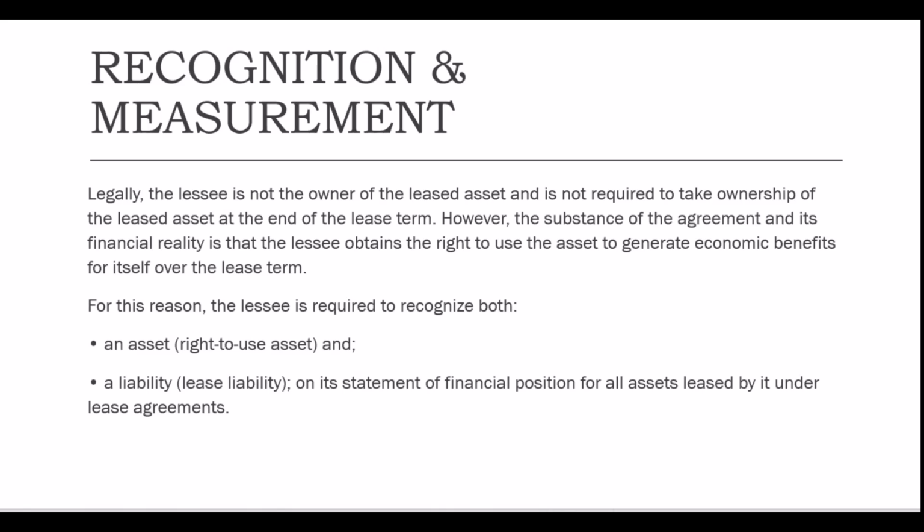The initial measurement is at what amount must I recognize initially in the balance sheet? Subsequent measurement means that now I've recognized it on the balance sheet, how do I now account for it? An asset, I know I have to depreciate it. A liability, I know I need to account for the interest. Those are the subsequent measurement. Good. So for this reason, the lessee is required to recognize both an asset and a liability. I think we've spoken about that already.